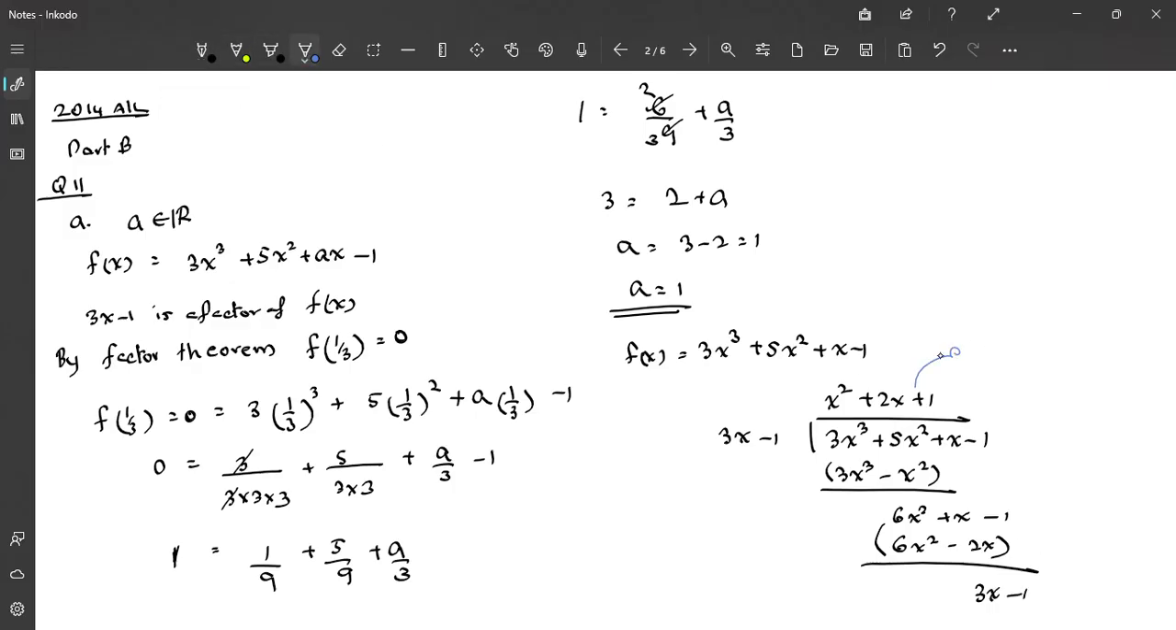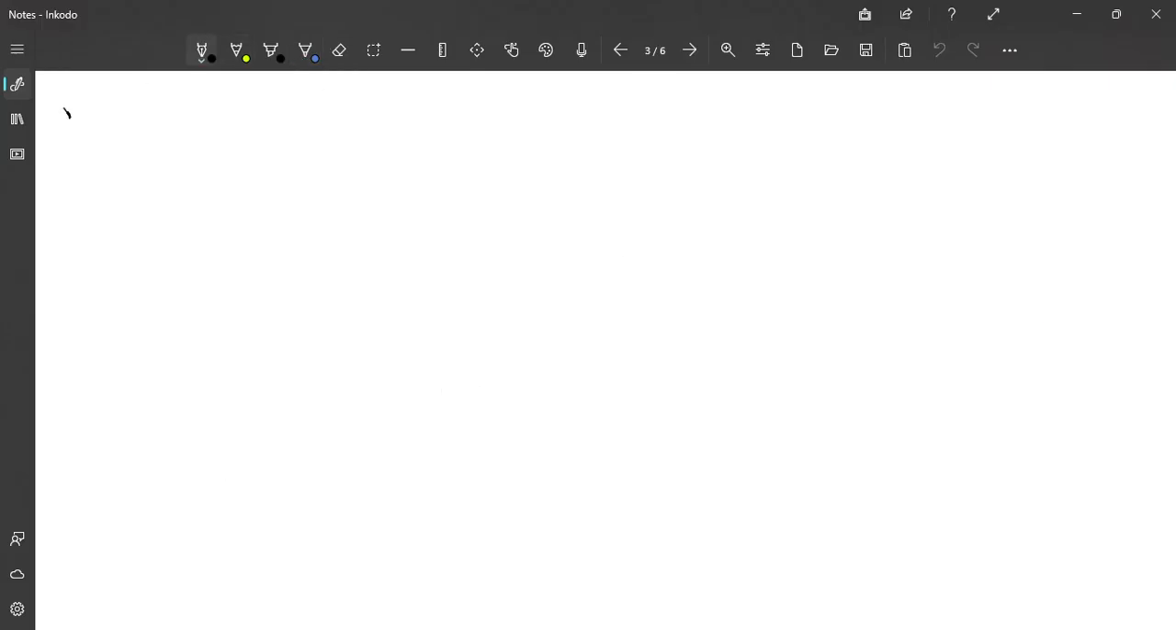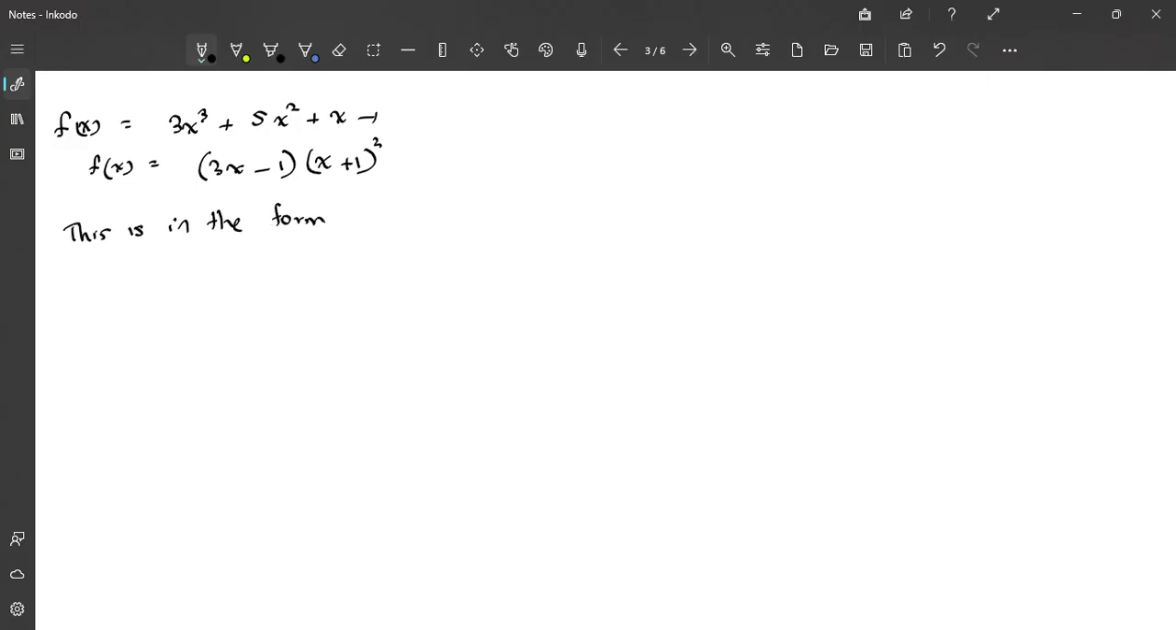So this one you can write as x squared plus 2x plus 1, as (x plus 1) to the power 2. So now f(x), which was originally equal to 3x to the power 3 plus 5x to the power 2 plus x minus 1, is actually equal to (3x minus 1) times (x plus 1) to the power 2. This is f(x). Now this is in the form of (3x minus 1)(x plus k) to the power 2. So you can say this is in the form given in the question.